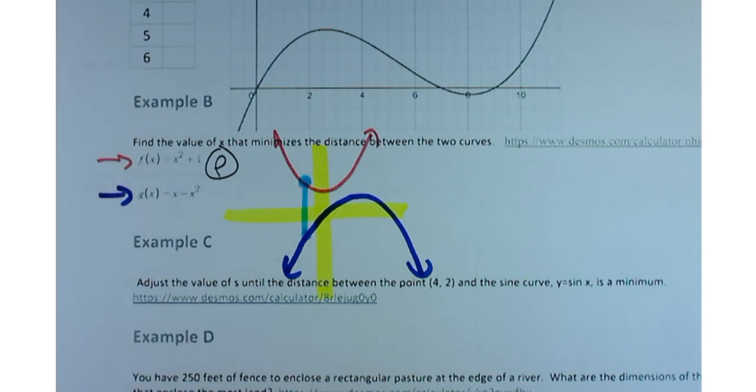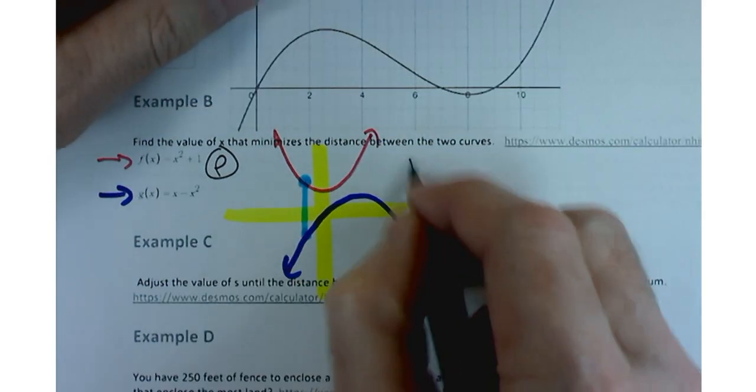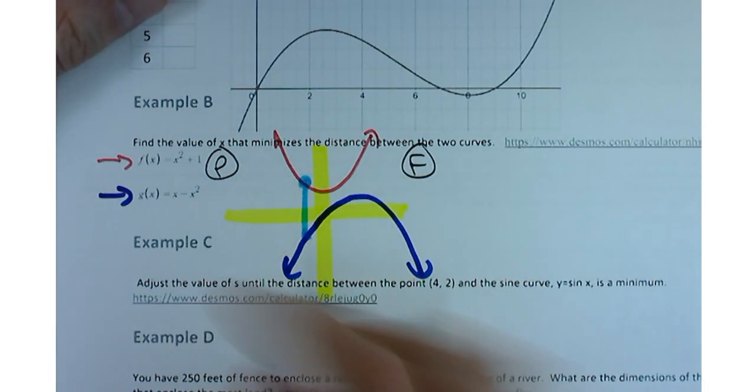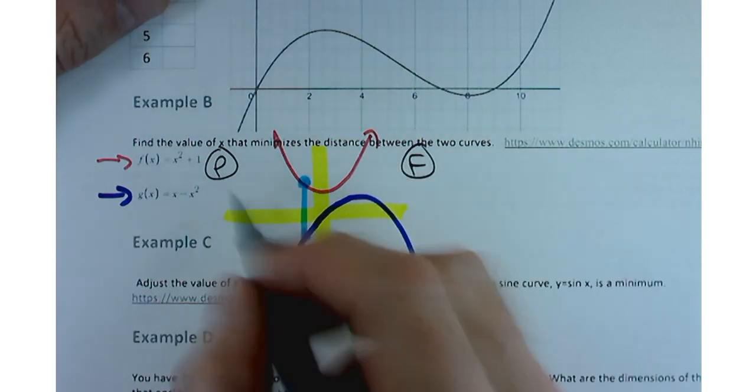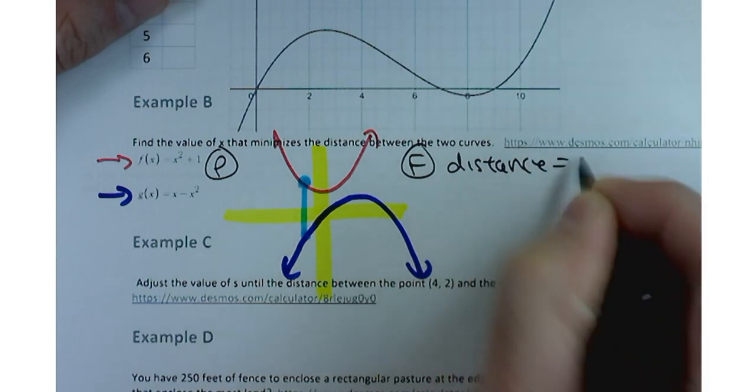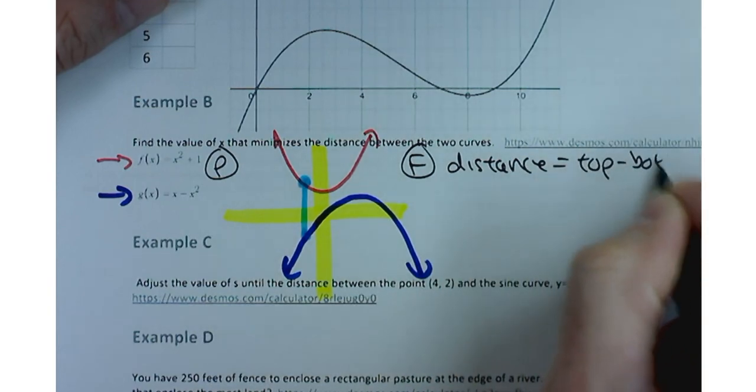Now, when it comes to finding the function, let me remind you that we're working in Calc 1. And sometimes I joke or remind you that Calc 1 is calculus of one variable. When you get to Calc 3, then you can start working with 2 and 3 variables. But right now, we're just able to work with one variable. So we need to find a function of one variable. The distance between these that we want to minimize is going to be the top function minus the bottom function.